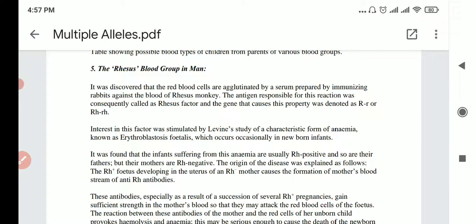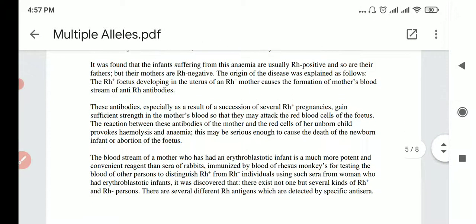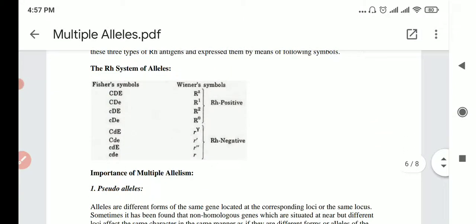This rhesus blood group was discovered in the blood of the rhesus monkey. And it is present in all humans. You may have noticed when you did your blood group, you were B positive or A positive or O negative or O positive, or AB negative. That negative sign shows whether you are Rh positive or Rh negative, rhesus negative or rhesus positive.